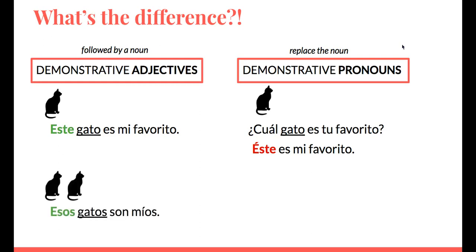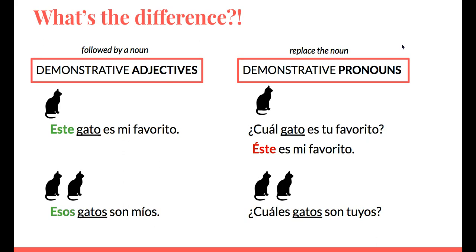All right, here's my plural example. On the left with my demonstrative adjective, I say, "esos gatos son míos." I'm pointing to them and I'm saying, those cats are mine. But let's say you ask me a question because we're in this wonderful place that's filled with lots of cats. And you're like, hey, "¿cuáles gatos son tuyos?" Which cats are yours? We already know I'm talking about cats.